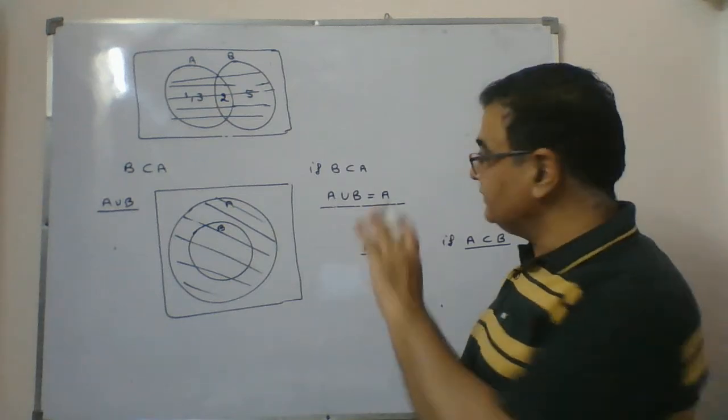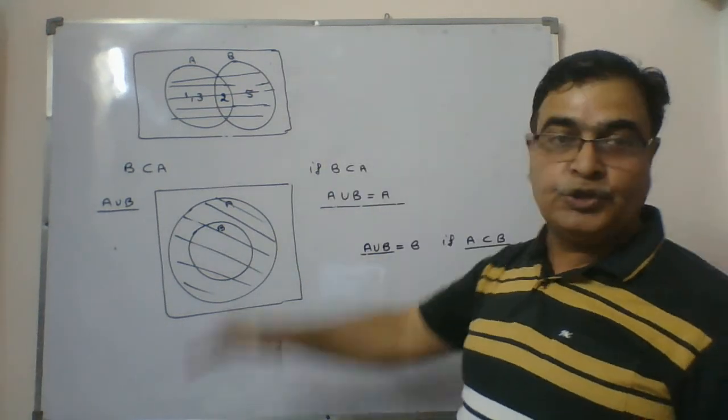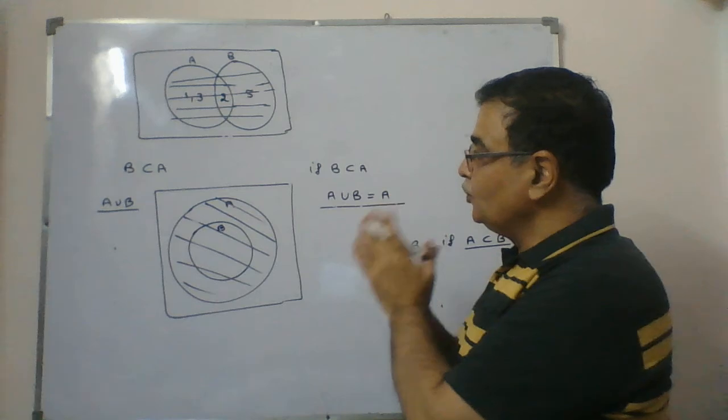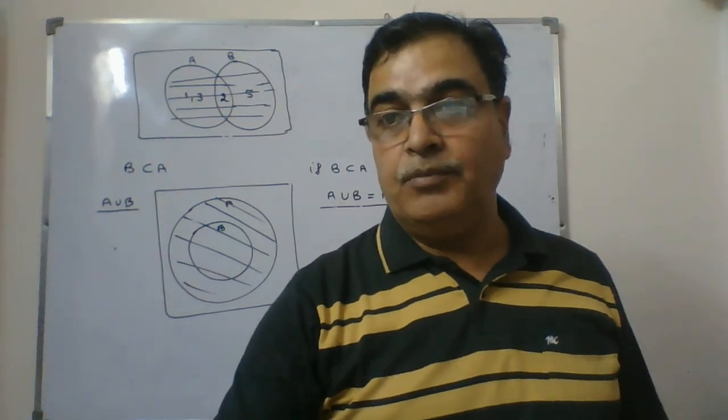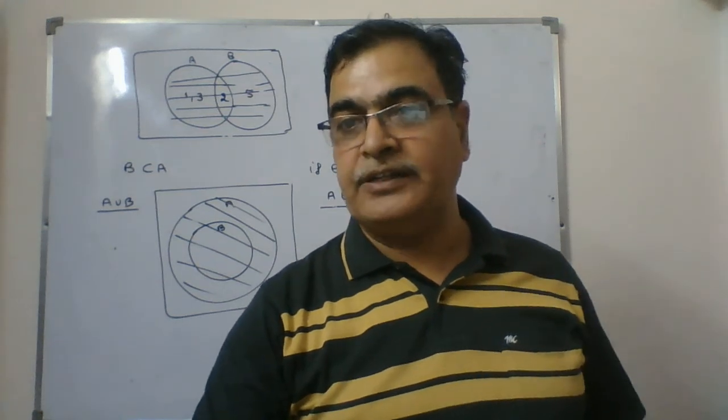So in this case, we can have the union. I told you one operation is complete, that is the union of the sets, and we have also taken the different cases of union. Next lecture, we'll take another one.